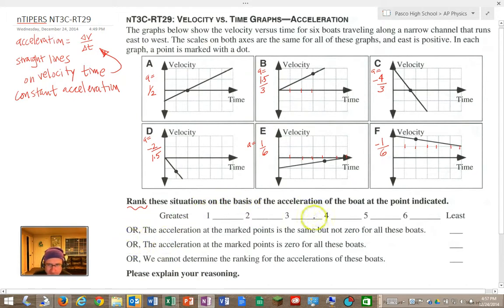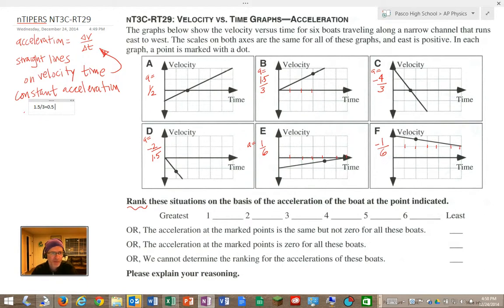Rank these situations on the basis of the acceleration at the point indicated. At the point indicated, velocity may be positive or negative, but acceleration is constant. So here we go. The greatest positive acceleration is, I think, 1.5 divided by 3. Let's just double check here. 1.5 divided by 3, 0.5. Let's try the other one. Well, the other one was 1 divided by 2.